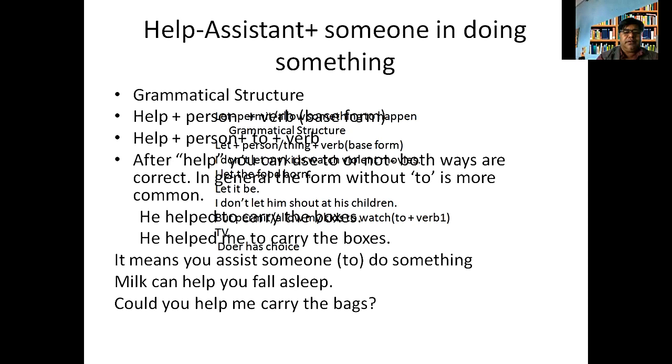Here, somewhere you can see to plus verb one. To plus verb means infinitive, and somewhere you can see just the base form of the verb, and both are applicable in the case of help. Either we can use just verb 1, or we can use to plus verb 1 in the case of the causative verb help. It means helping someone do something or to do something.